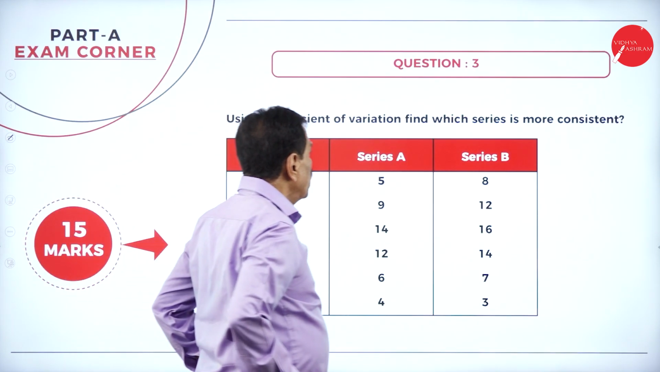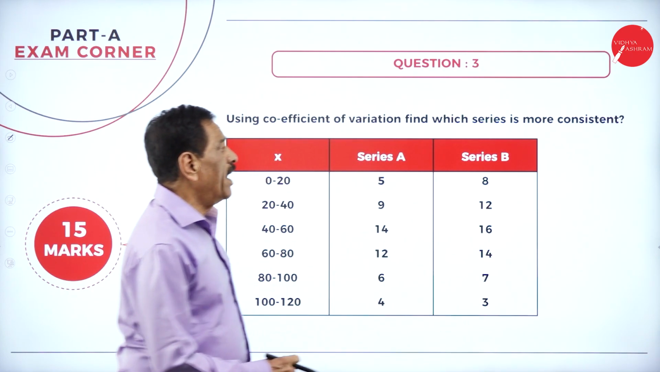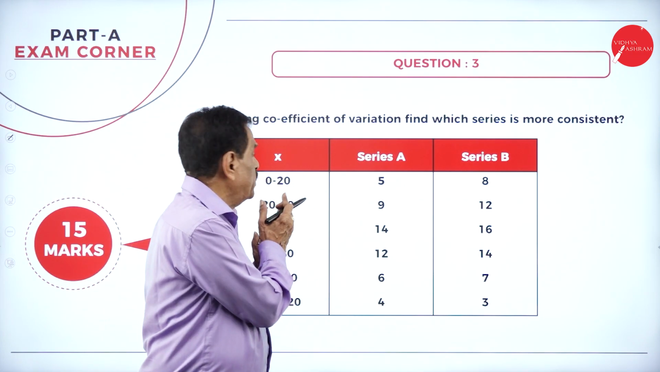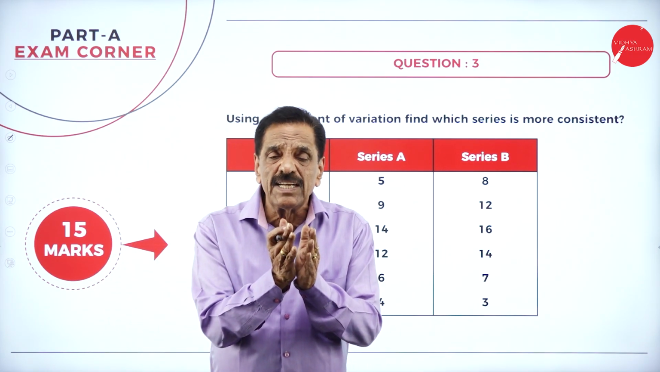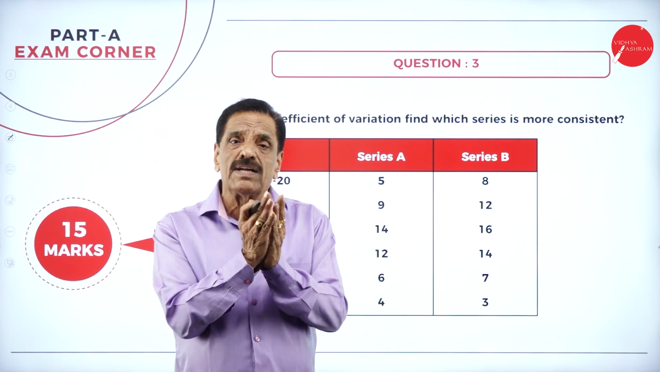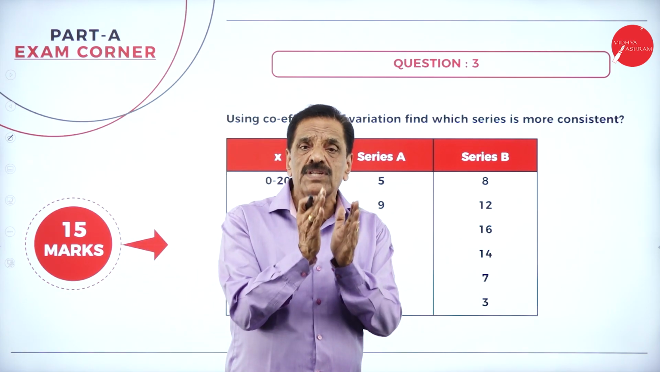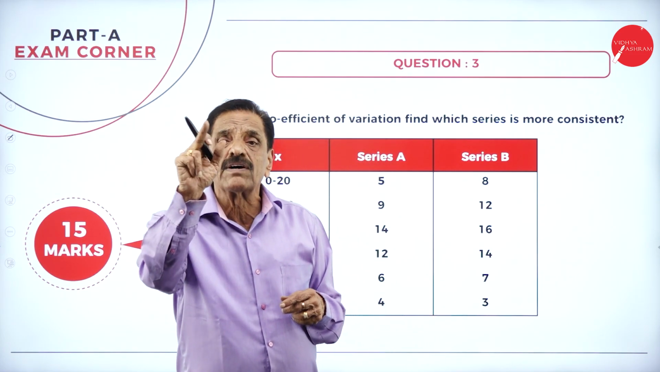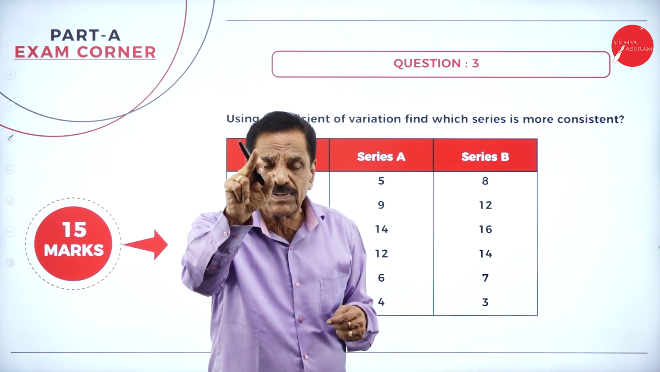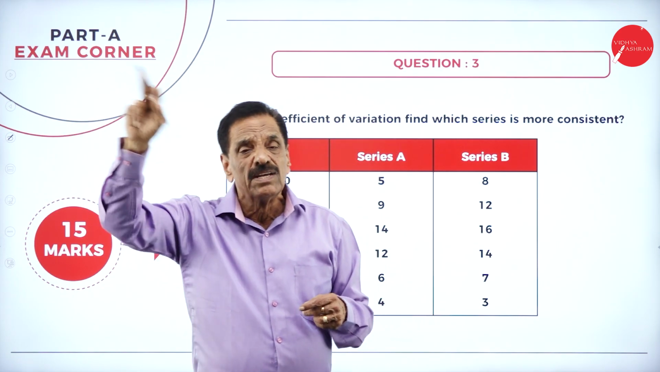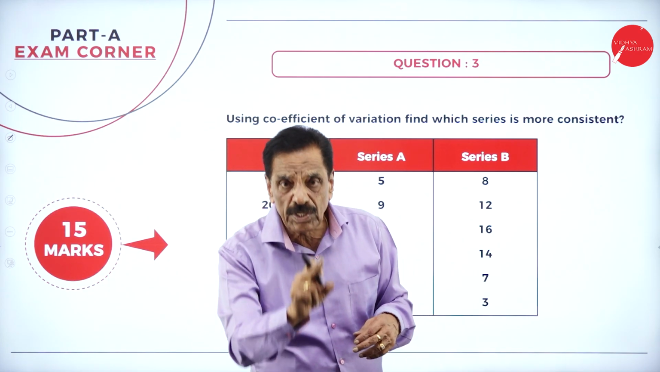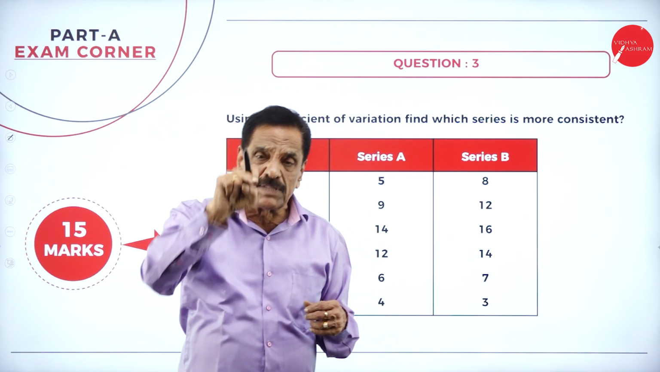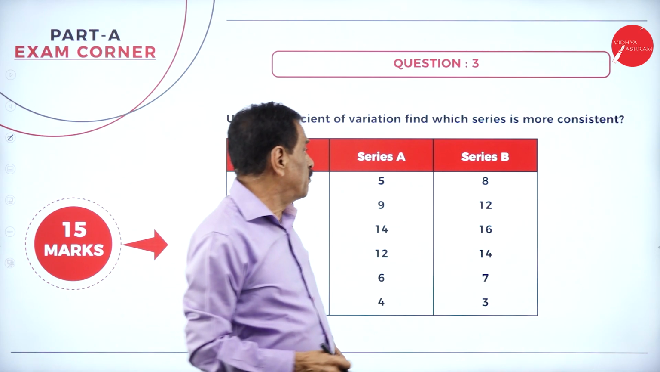Using coefficient of variation, find which series is more consistent, he's asking. So what is coefficient of variation? Standard deviation divided by mean into 100. Mean we already calculated. What is standard deviation for continuous series? Standard deviation is root of sigma fd dash square divided by n minus sigma fd dash divided by n whole square into c, c outside the root.